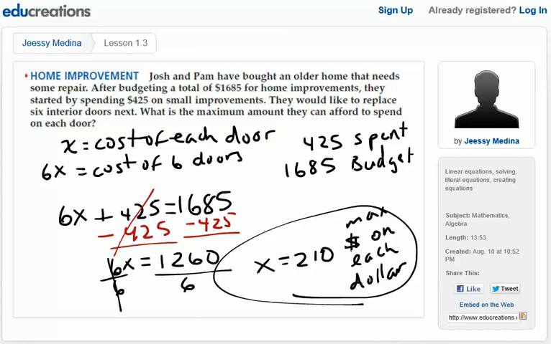Alright, so this was lesson 1.3, basically solving equations and writing equations. Please make sure that you review this and that you start working on your practice so that you're prepared and you're ready for your exam.